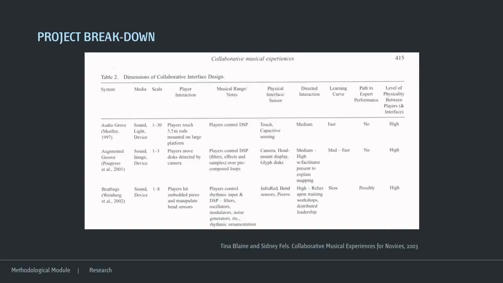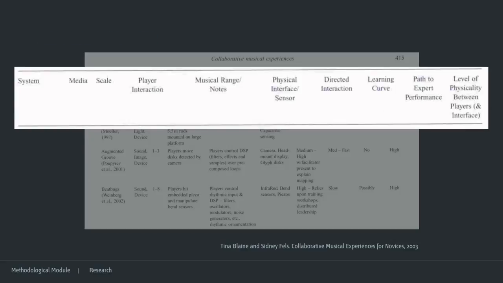Also, the way she has described and organized different projects. Here we have a detail: it classifies the different projects of musical instruments for collaboration by system, media, scale, play interaction, musical range, physical interface and sensor, and so on. So it's an interesting way of classifying them, and for my prototypes and for the cases of study that I take, I'm going to incorporate this. Maybe I will create something more simplified. I don't need all of these things, but for now it's a good place to start.